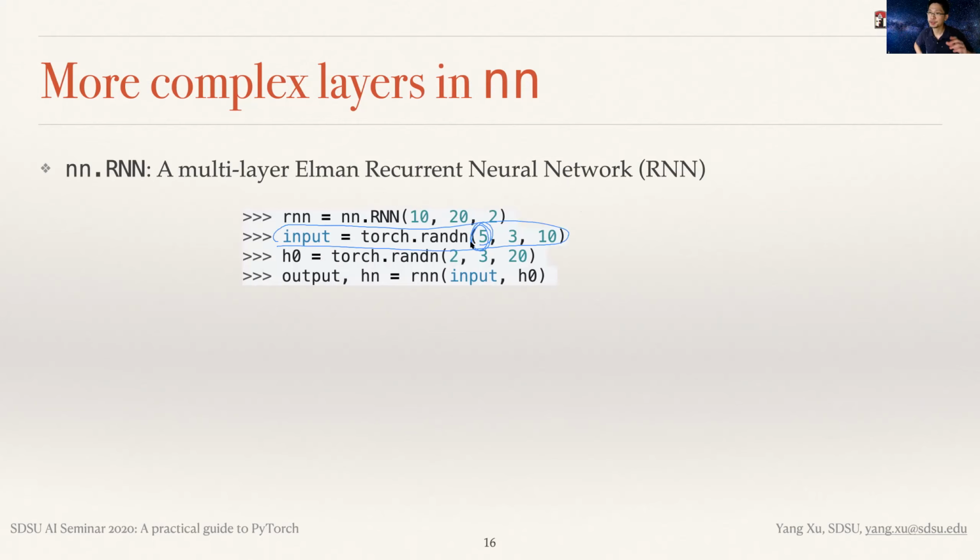because RNN models deal with sequential prediction. And the second dimension is the batch size. So we're using mini-batch gradient descent. This batch says each time we have 3 input instances. And the 10 here is the input size. This 10 must match the 10 here, because when we define the recurrent neural network, we need to specify the input size. And the 20 here is the hidden size.